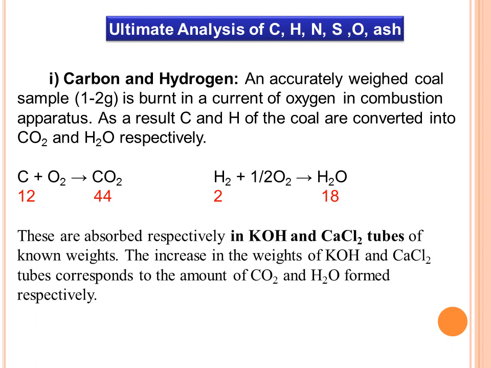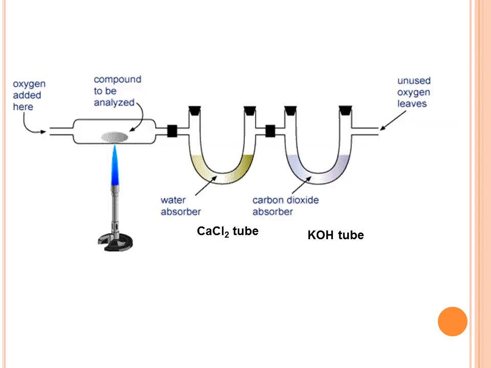How much CO2, how much H2O is formed? For that, these two are absorbed in KOH and CaCl2 tubes. KOH will absorb CO2 and CaCl2 will absorb H2O. Before the experiment we have to take the weight of the KOH U tube and the weight of the CaCl2 U tube. After the experiment again we have to take the weight of both the tubes. Whatever increase in their weights, that is nothing but the weight of CO2 and weight of H2O formed. In the next diagram we will see how it is done.